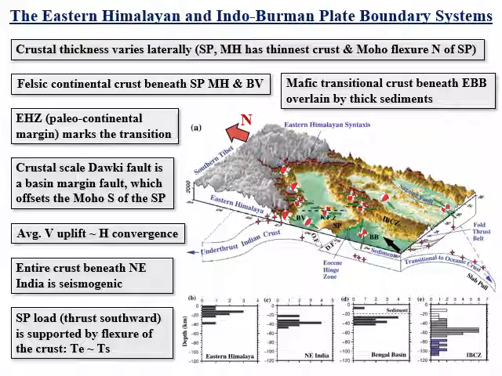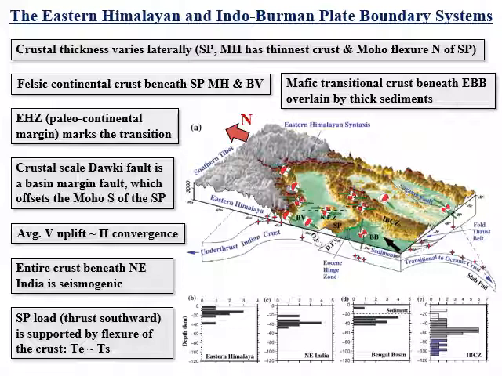The crustal scale Dauki fault, which bounds the Shillong Plateau to the south, is a basin margin fault which offsets the Moho south of the Shillong Plateau by about 12 to 13 kilometers. By combining this information along with the uplift rate and with the GPS geodetic measurements, we can clearly see that the average vertical uplift from the long-term rates compares very well with the horizontal convergence from the GPS geodetic measurements.